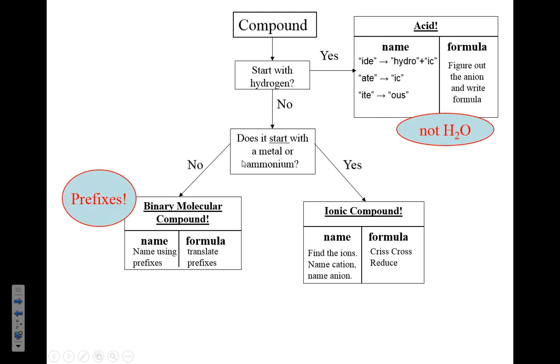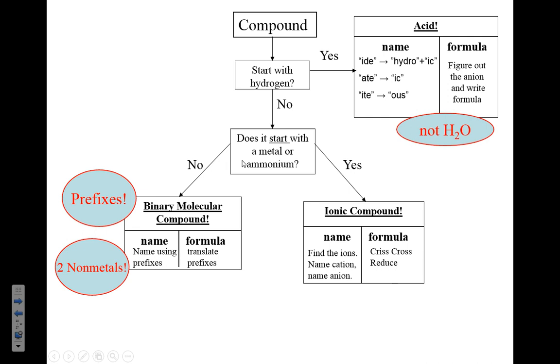Another thing to remember: molecules use prefixes. Don't forget to use prefixes with molecules. So if you're looking at a name and you see prefixes there, it's a dead giveaway that it is probably a molecular substance. Still ask yourself, does it start with a metal or ammonium? Anything else is going to end up being a binary molecular compound. But if you see prefixes, it's a pretty good solid clue that you have a binary molecule. The other thing to remember is we only found the names and formulas of simple molecules.